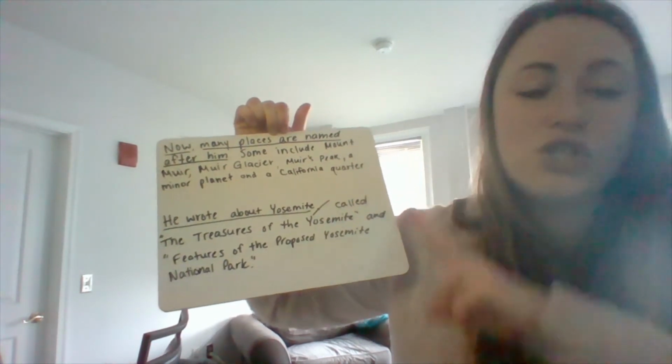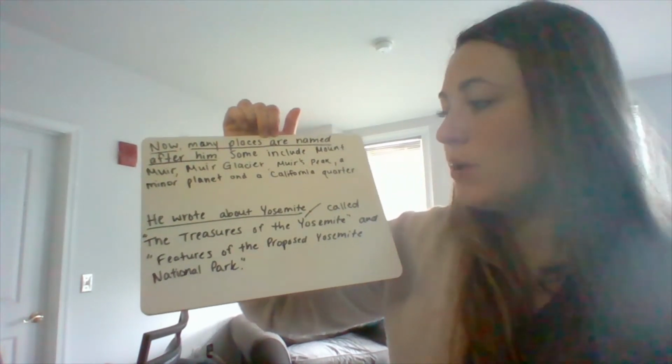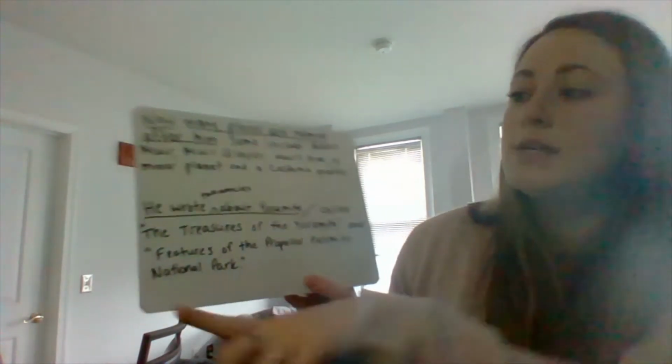Okay, I gave two examples of articles that he wrote. So maybe instead of saying he wrote about Yosemite, I can say he wrote two articles. So that's part of my revising. Right, two. I'm going to do a little arrow so you can see. There we go. That makes more sense.